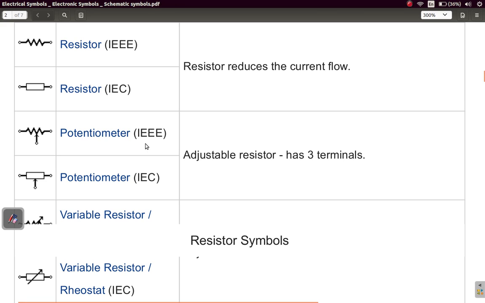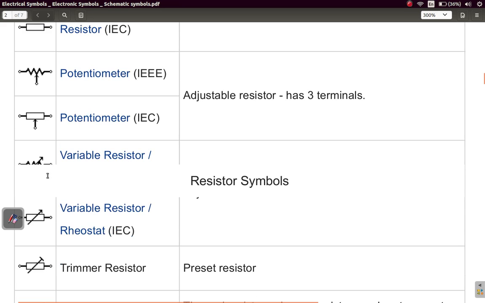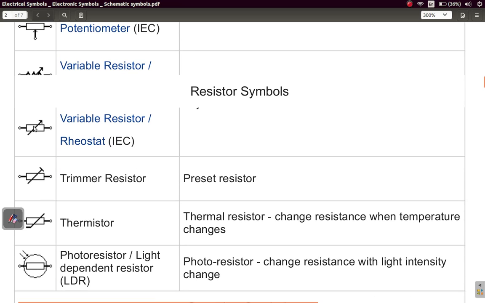You have the potentiometer, which is a variable resistor with 3 connections, right? The more common one is the IEC. Then you have the variable resistor, right?